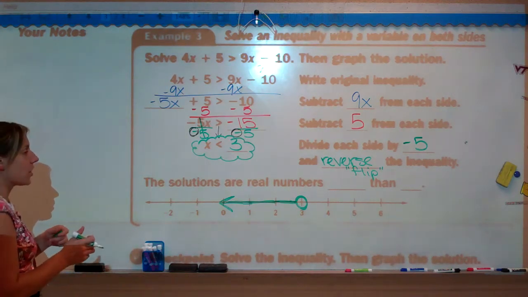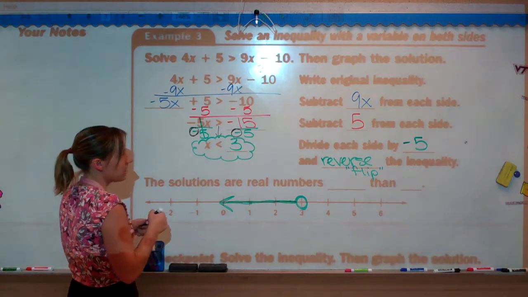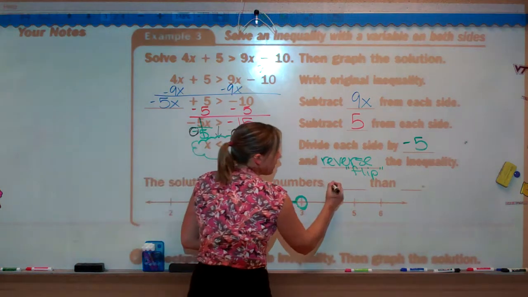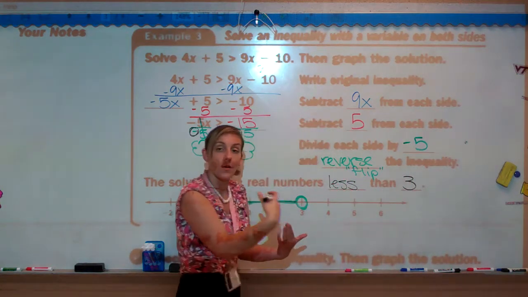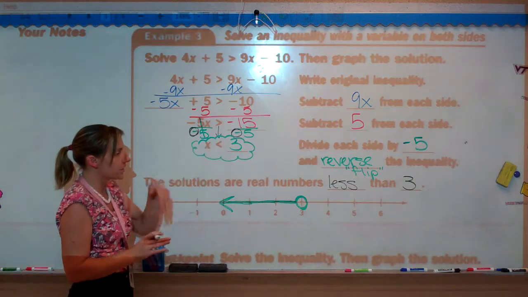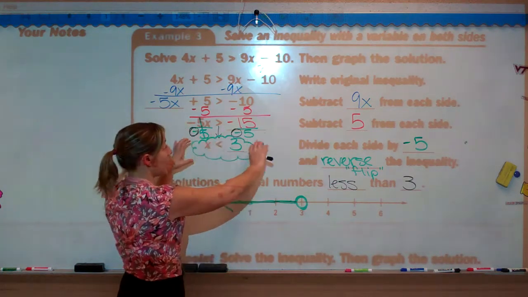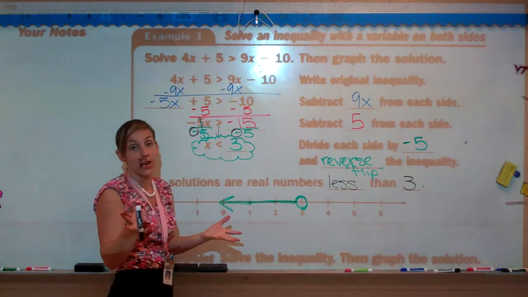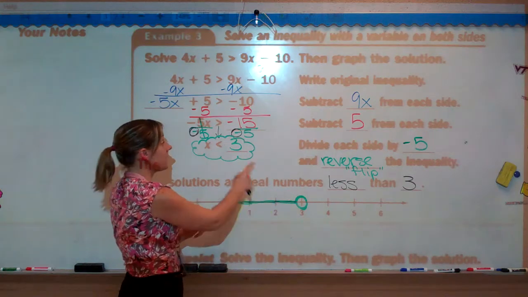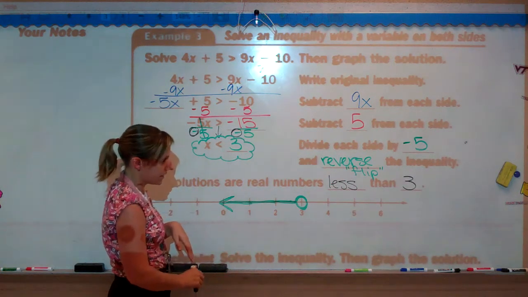So the solutions are real numbers less than 3. Since our symbol flipped and we solved and got the number 3, okay? So be careful. In an inequality, the entire piece is the answer. You can't just say 3, okay? Left or right, equal to or not equal to, all of that matters. So you have to keep the whole piece in there, okay?